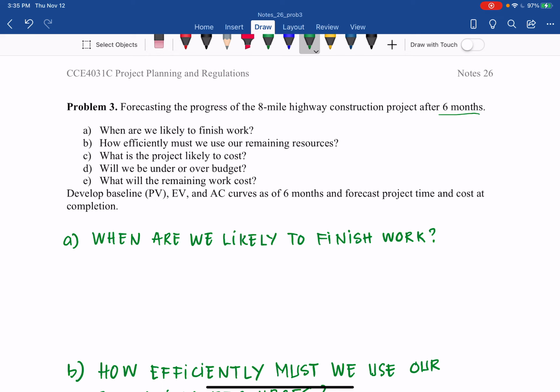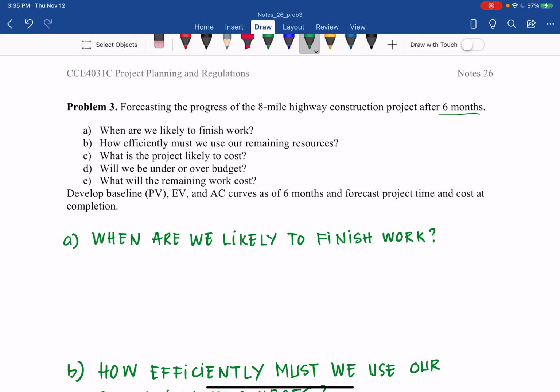we want to forecast what's going on with the time and cost. When are we likely to finish the work? How efficiently must we use our remaining resources? What is the project likely to cost? And will we be under or over budget? What will the remaining work cost?